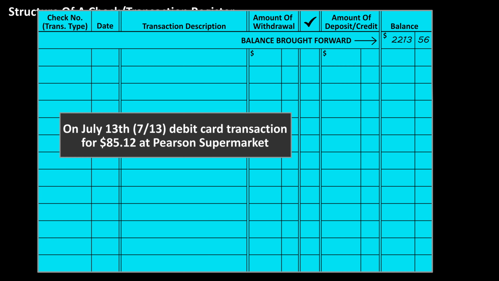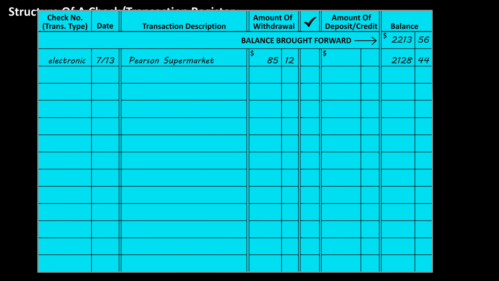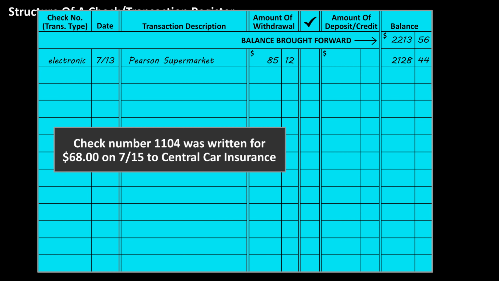To register this transaction, we write in electronic in column 1, as this was an electronic transaction, then 7/13 in the date column, then Pearson Supermarket in the transaction description column. Since this transaction was a withdrawal of funds, in the amount of withdrawal column, we write in the amount, which was $85.12. And in the last column, the balance column, we're going to write in the new account balance after the transaction, which would be $2,213.56 minus $85.12. And that is $2,128.44.